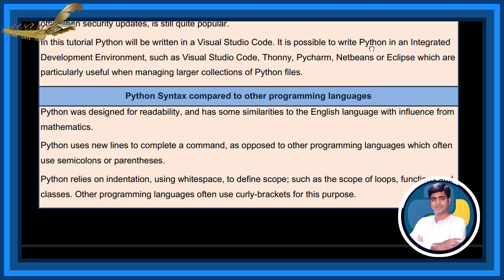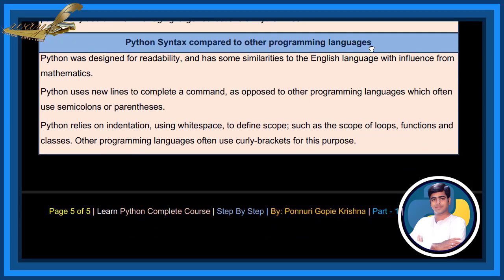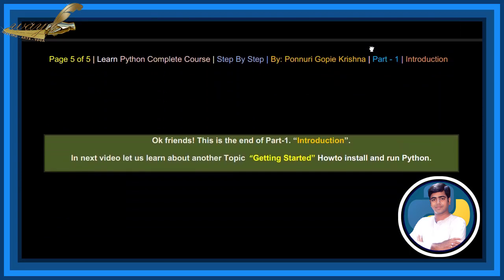Python syntax compared to other programming languages. Python was designed for readability and has some similarities to the English language with influence from mathematics. Python uses new lines to complete a command, as opposed to other programming languages which often use semicolons or parentheses. Python relies on indentation using whitespace to define scope, such as the scope of loops, functions and classes. Other programming languages often use curly brackets for this purpose.